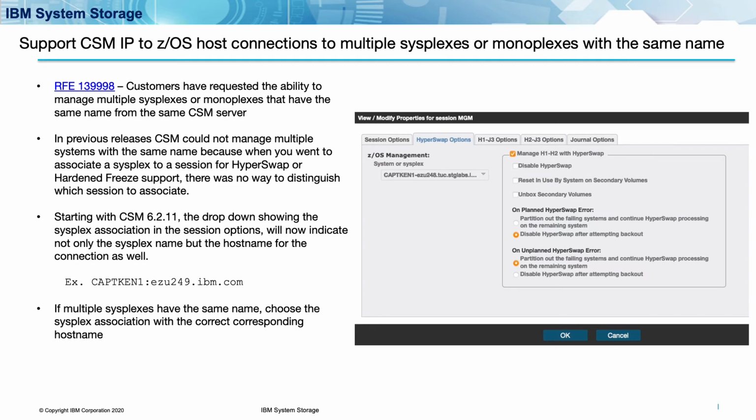So when you make the connection, you'll provide that host name. We will then discover the system name, and we concatenate those so that in the dropdown of the session properties, when you're doing that association, you'll see the concatenation, and you'll be able to determine which one you want to actually associate to the session. So hopefully this now helps manage that requirement. You can now manage from that same CSM server multiple sysplexes even though they have the same name.